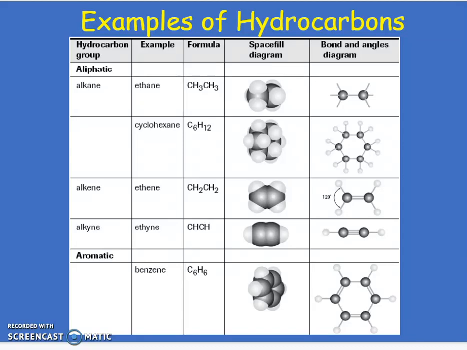Okay, so here we have a chart showing you some examples of hydrocarbons. So aliphatic, remember, can be alkane, alkene, or alkyne. Aromatic has a benzene ring. Okay, so these are just showing you a couple of examples. So start to recognize the portions of the name that are familiar.